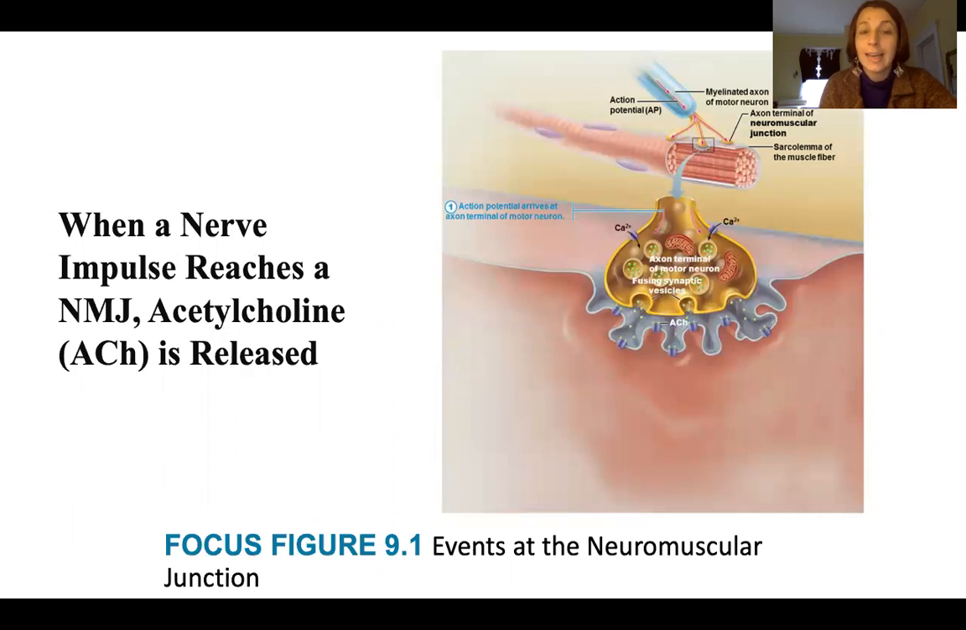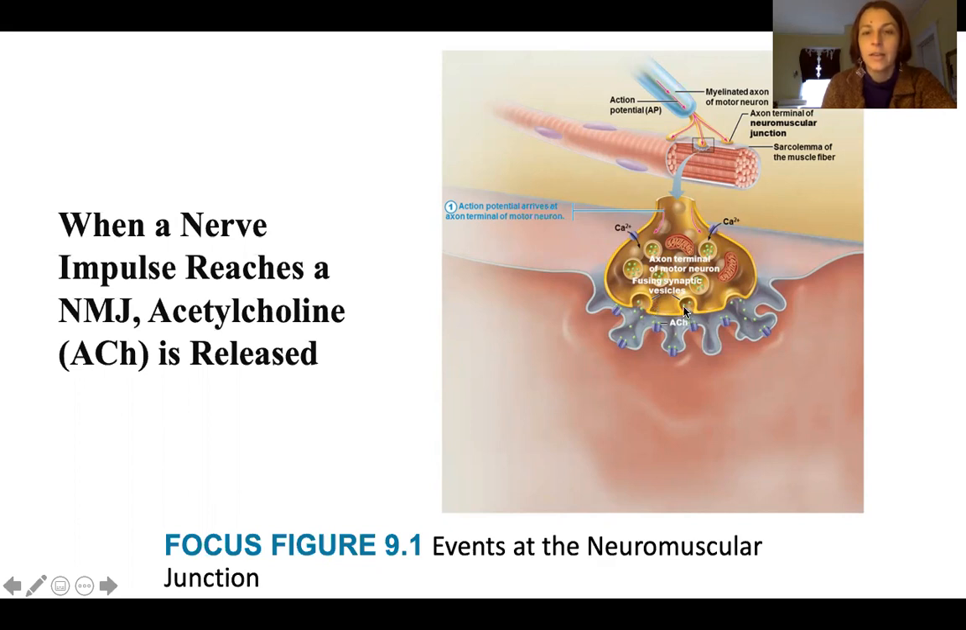So let's look at it again. I'm going to say the same thing, but with pictures in front of me while I do it. Okay, so here is the axon, right? And then the axon terminal at the fiber. Here's the axon terminal. The nerve impulse reaches the neuromuscular junction. So it has arrived to this space. That's what it means.